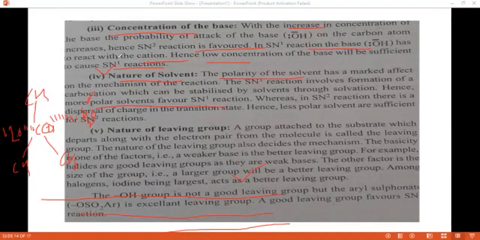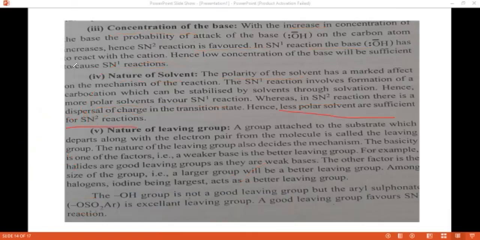Whereas in the SN2 reaction, there is a dispersal of charge in the transition state. We have already seen that in the SN2 transition state, there is a dispersal of the charge. The negative charge is present on the hydroxide ion as well as on the bromide ion, and hence the less polar solvent is sufficient for the SN2 reaction.